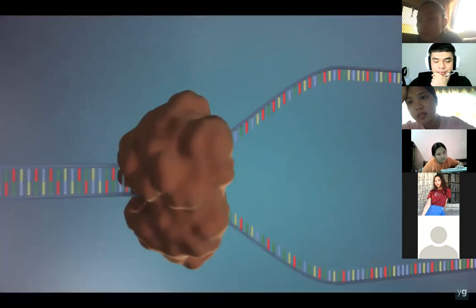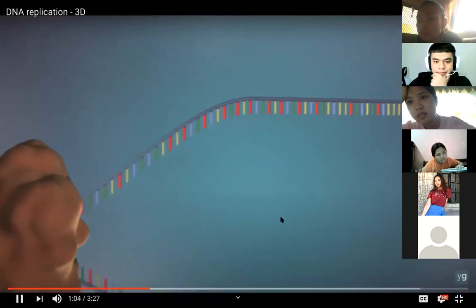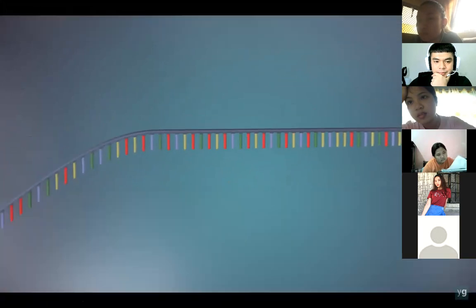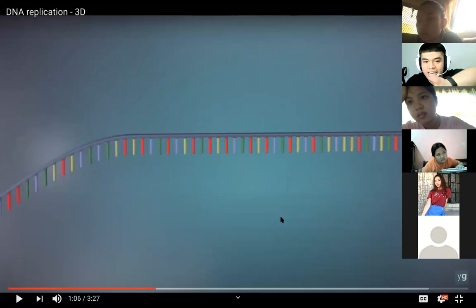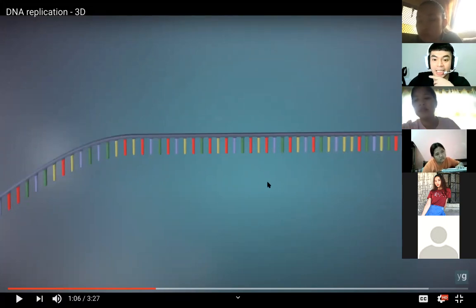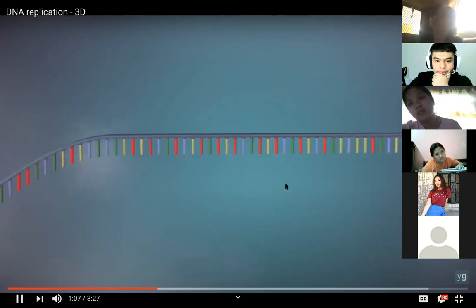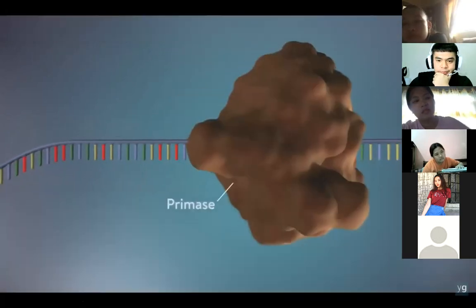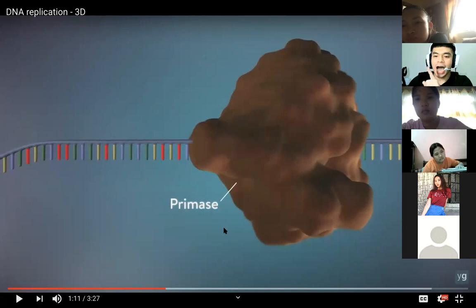The separated strands each provide a template for creating a new strand of DNA. Huwag niyong kalimutan na yung helicase nasa side na to, kasi basis natin yan in understanding the leading and the lagging strands later. An enzyme called primase starts the process. Gumagawa ang primase ng RNA primer.